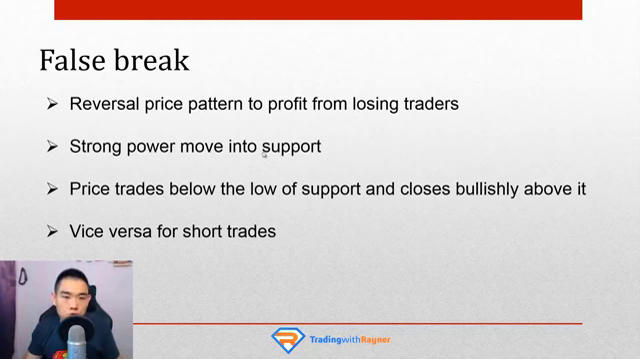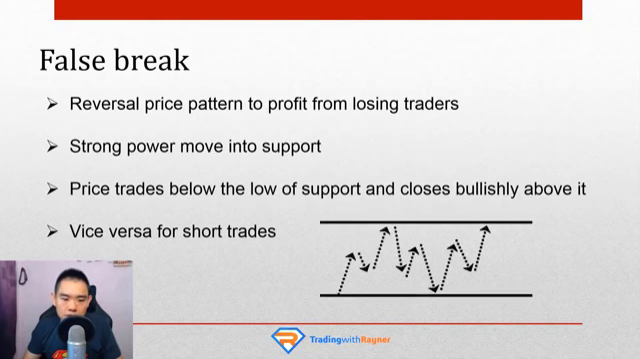So let's say we are looking for a strong move into support, right? You want the price to trade below the low of support and close bullishly above it. Vice versa for a short trade. In other words, what you're looking for is for the price to come aggressively, bearishly into support, take out the previous low of support, and then close bullishly back above it. This is what I call a false break, because this is a false breakout of these lows.